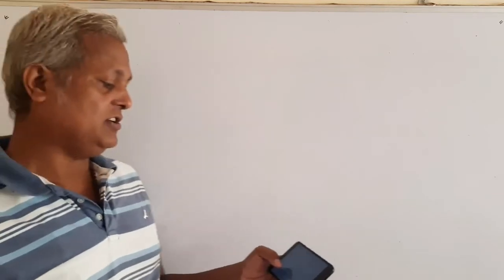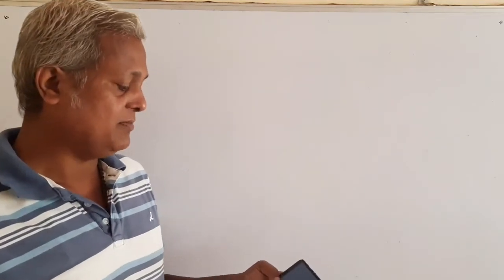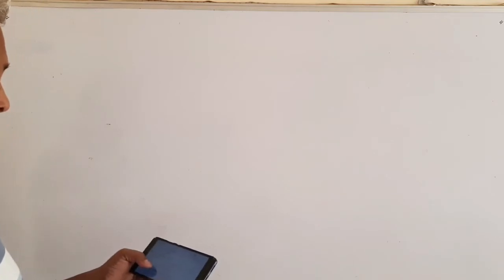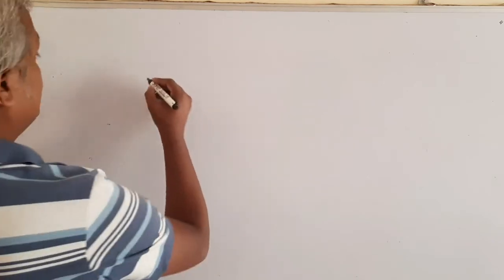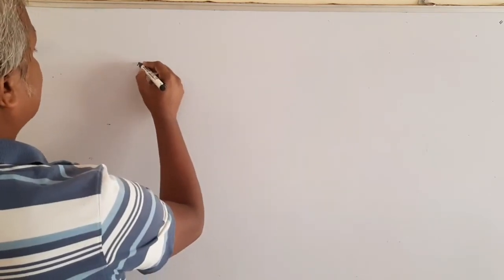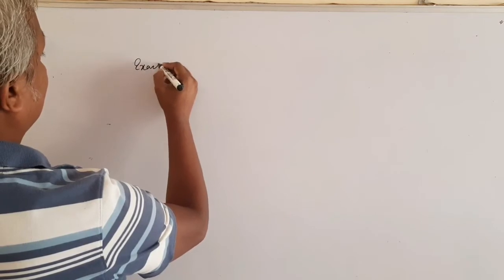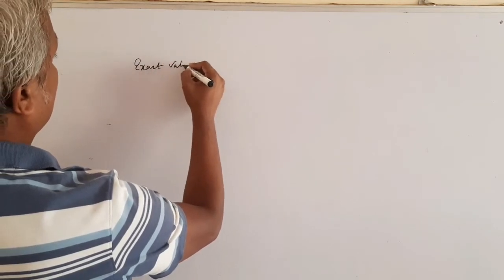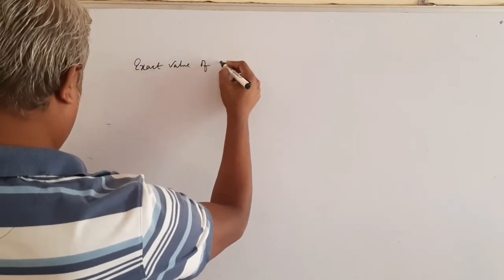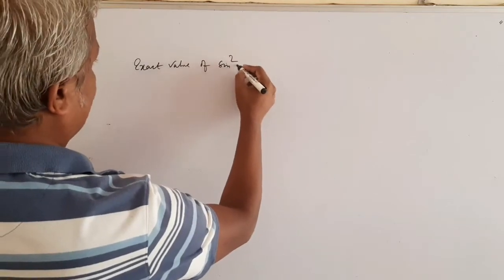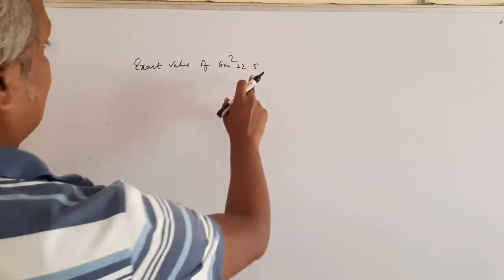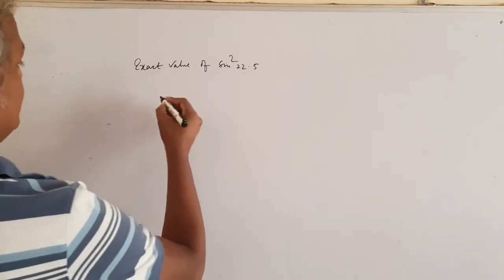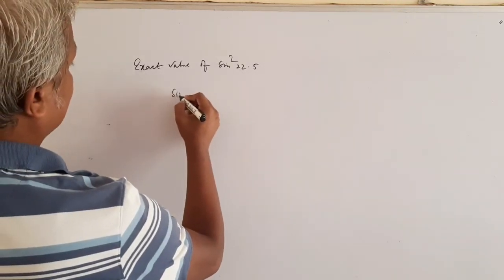Now we are solving some questions sent to us by our students. This is a question given to us by a student called Ajinkya. He wanted to know how you can find the exact value of sine square 22.5. Now we have to use the formula for the double angle.